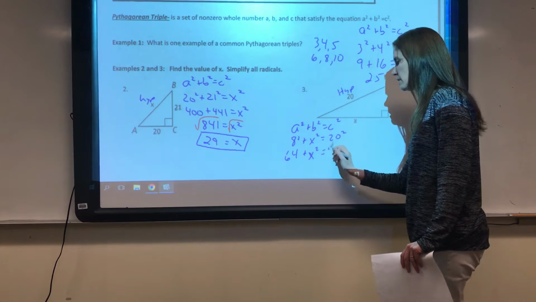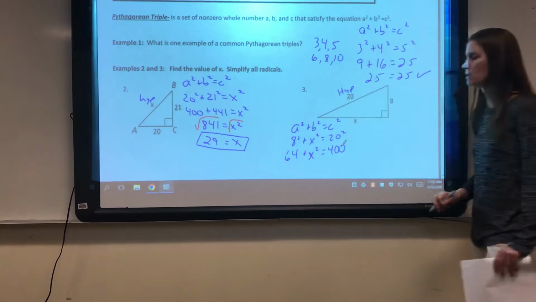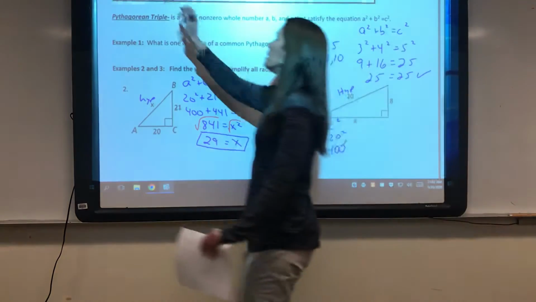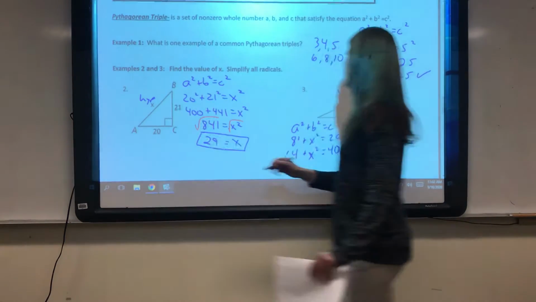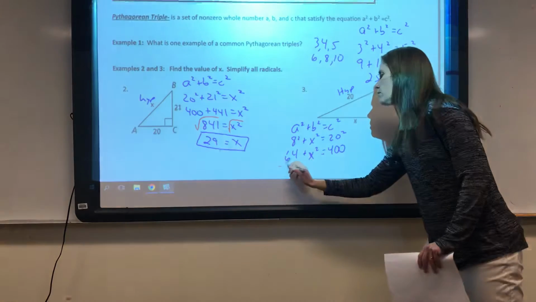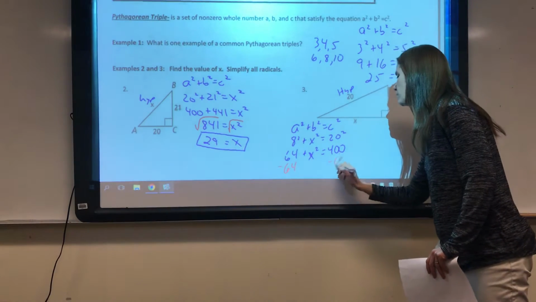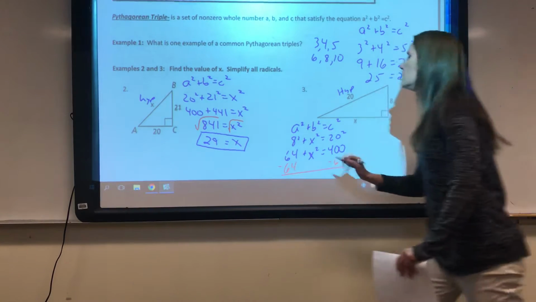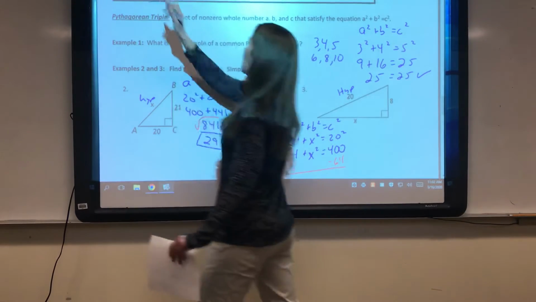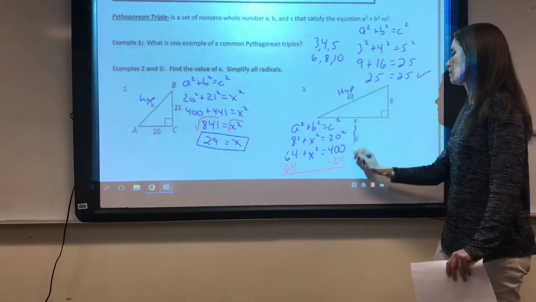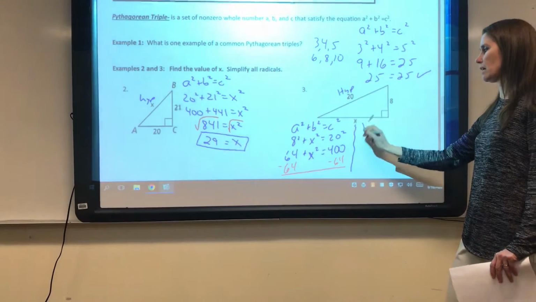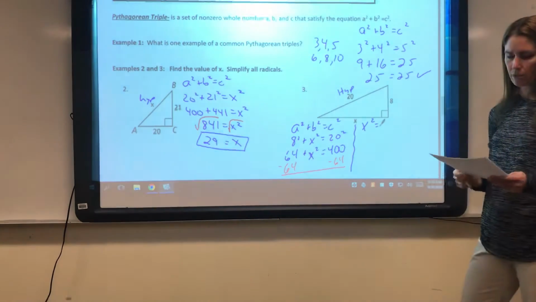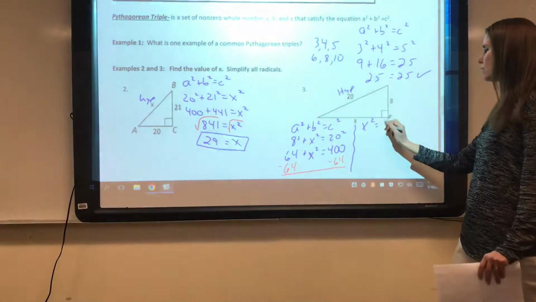I know that 20 squared is 400. And from here, I need to get x squared by itself. So I can go and subtract 64 from both sides. And when I do that, I'm going to write the rest of it over here. So I get x squared is equal to 400 minus 64, which gives you 336.